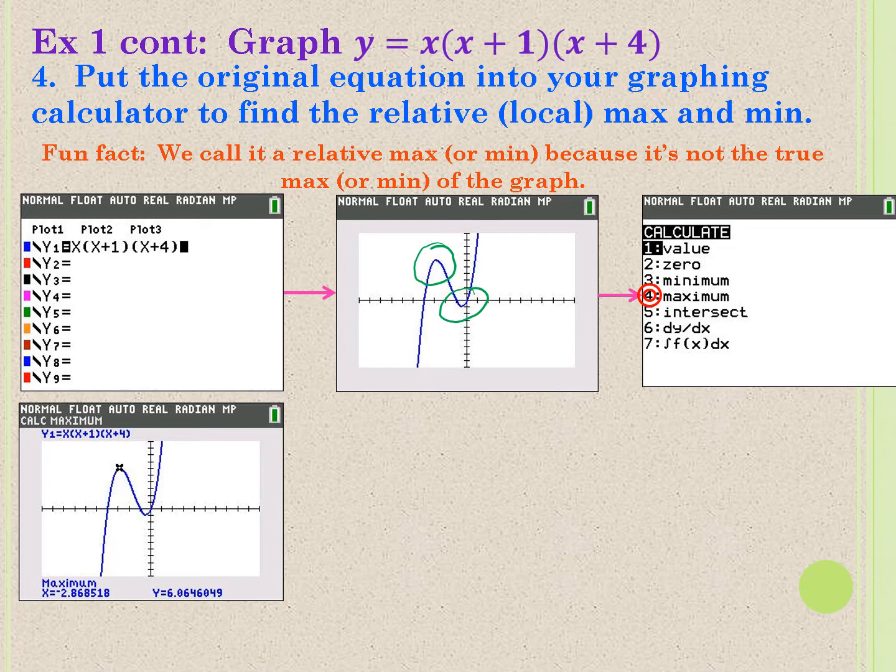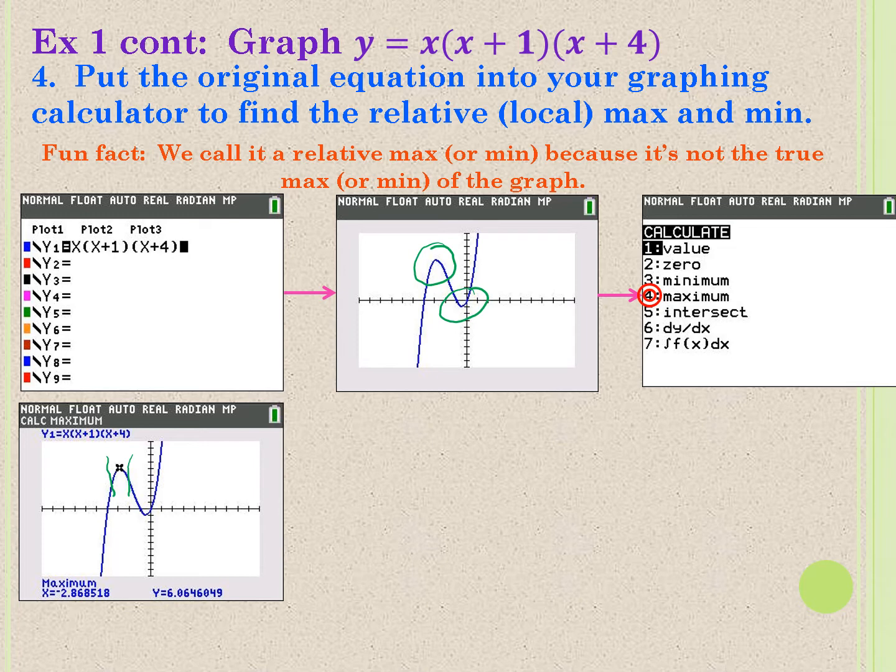Then you'll get a little cursor. Now, since we're finding the maximum, you'll want to move a little to the left and hit enter. Then it'll ask you for the right bound, so you'll move a little to the right. So when it says left bound, move a little bit to the left of the maximum. And when it says right bound, move a little bit to the right.